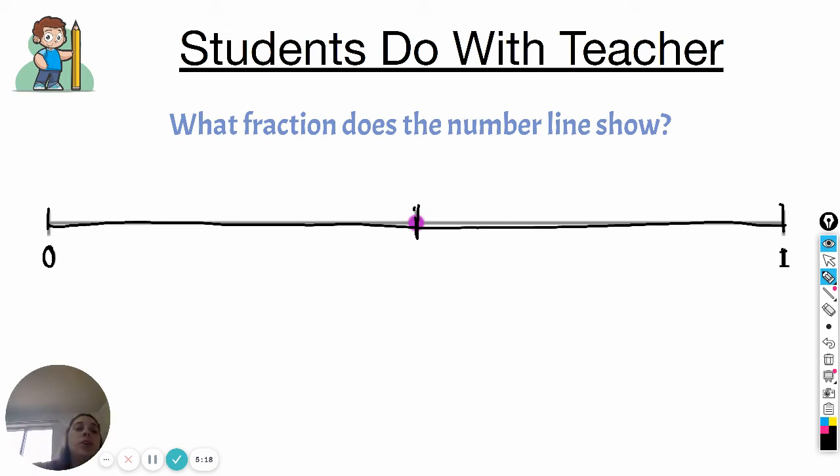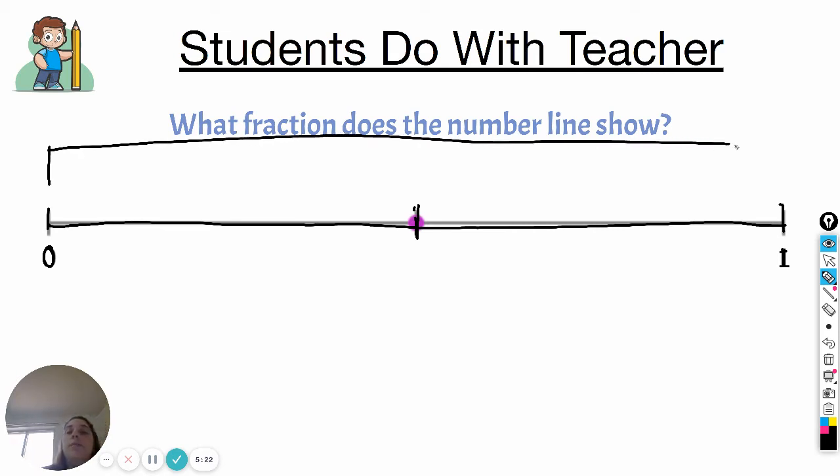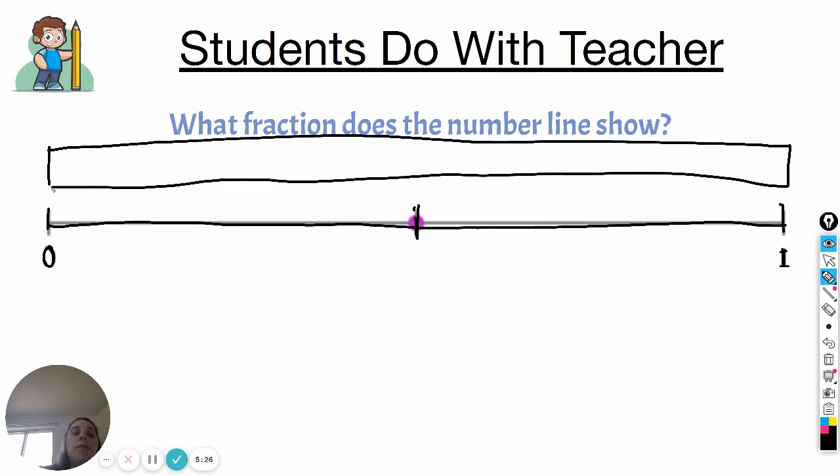If you want to, you can draw your fraction strip right above it, but you don't have to. Okay, so if you draw your fraction strip, remember it has to be the same size, so it has to start at the same place and end at the same place, and then it has to have a line right at the same place as the number line. So I'll give you a moment if you want to draw the fraction strip to compare.